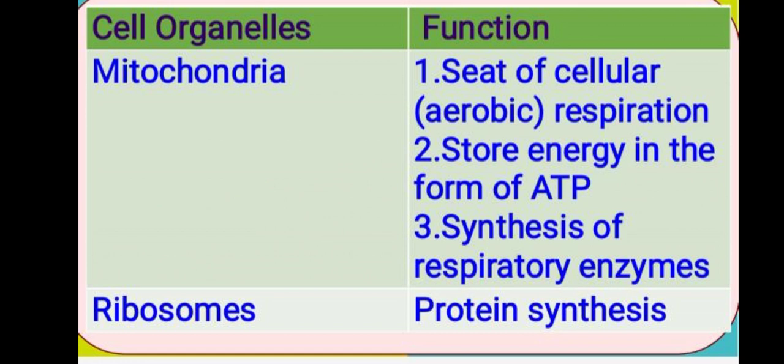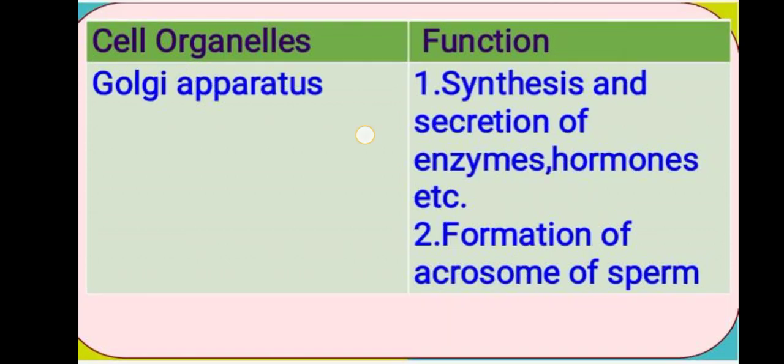Mitochondria. Mitochondria is the seat of cellular, that is aerobic respiration. Mitochondria store energy in the form of ATP, which is also called the energy currency of the cell. Another very important function of mitochondria is to synthesize the respiratory enzymes. Next cell organelle we have taken is ribosomes. Ribosomes are involved in protein synthesis.